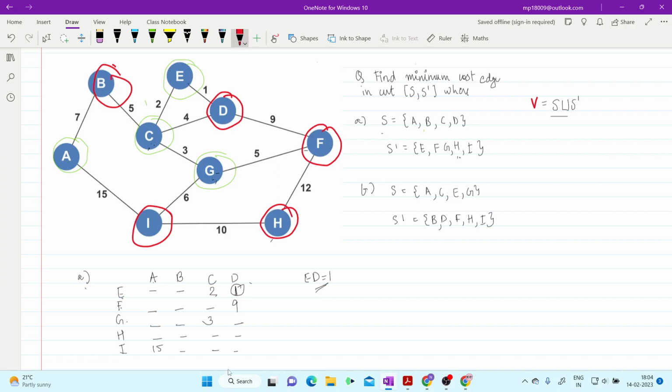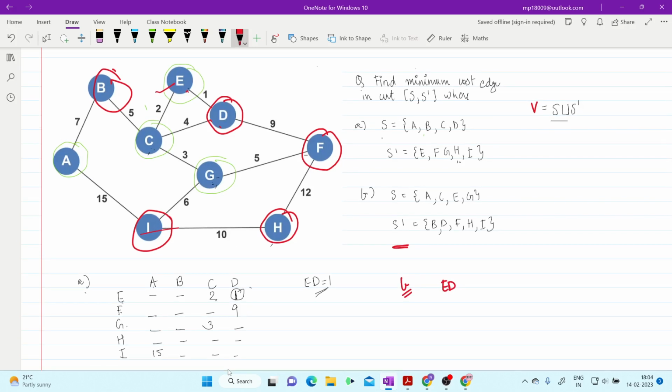ED. Which one you are saying? Same ED only. Yes, you are right. So see, ED will be the only edge, because one vertex is in S and the other vertex is in S prime, and it has weight 1, and none of the edges has weight less than 1. So in the second part also the cut edge will come out to be ED.